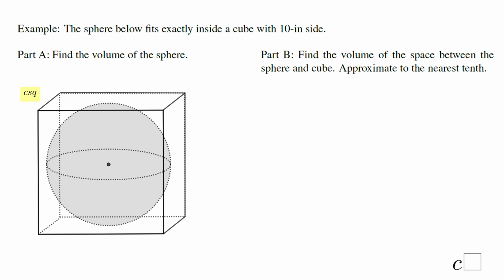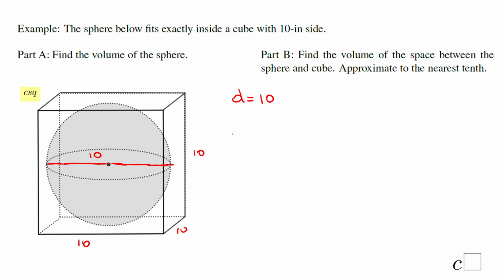And the last problem in this lesson is another application. Here we see a ball inside of a box, a sphere inside of a cube, and the sphere fits exactly inside the cube of 10 inches side. So this side is 10, this side is 10, and this side is 10. On part A we need to find the volume. What is the diameter of the sphere going to be? That one is going to be exactly 10, because it fits exactly in the box. So looking at the picture, we know the diameter of the sphere is 10.